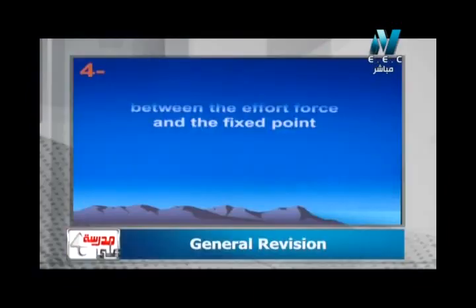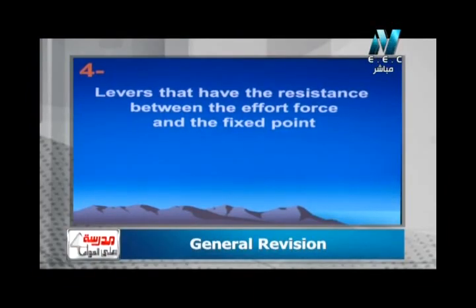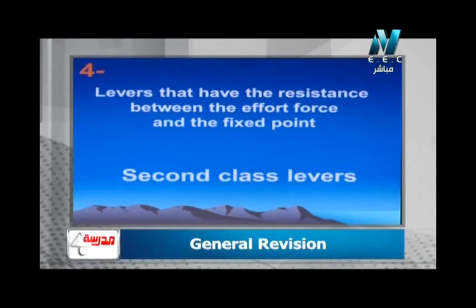Another question says that levers that have the resistance between the effort force and the fixed point. The levers that have the resistance between the effort force and the fixed point, surely it will be a second class lever. We know the secret word. The secret word is ORF. The R in the middle, it will be a second class lever. If O is in the middle, it will be a first class lever. If F is in the middle, it will be a third class lever.